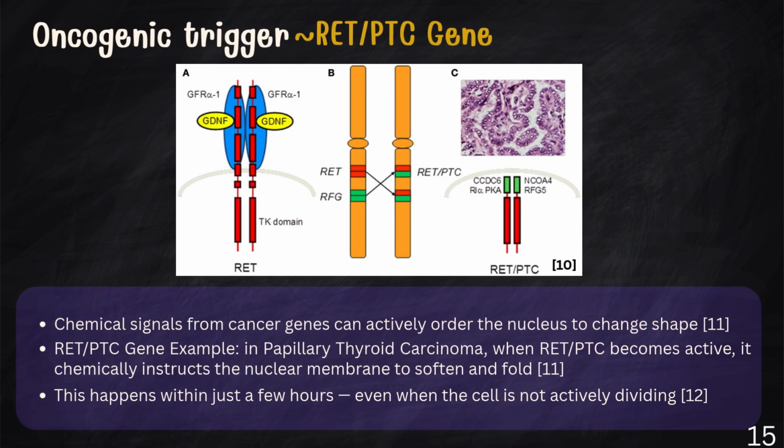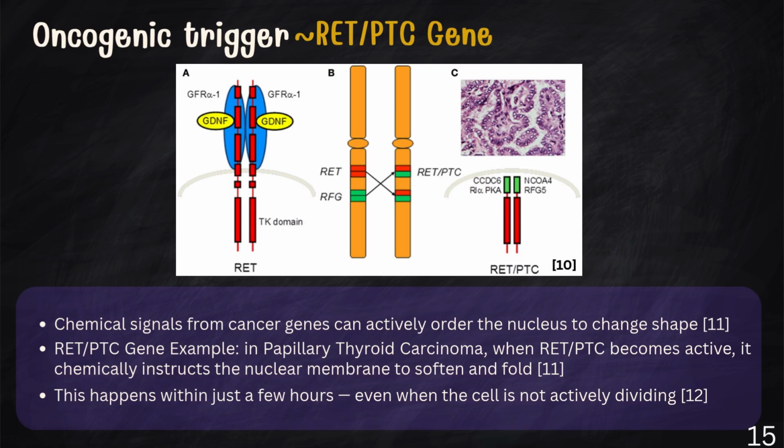The first step, I'm going to explain the oncogenic trigger, which is the RET-PTC gene. Like I said before, this groove starts with activation of the RET-PTC gene, which is in a cancer cell that can actively order the nucleus to change its shape. This cancer cell gives a chemical signal to weaken the nuclear membrane. It actively instructs the nuclear membrane to soften and fold.